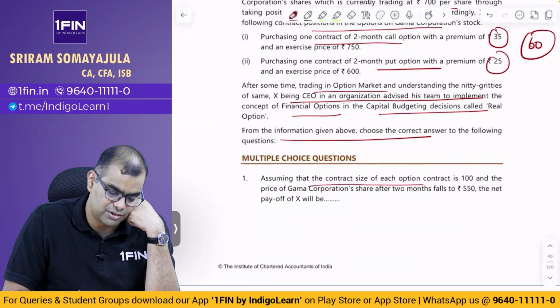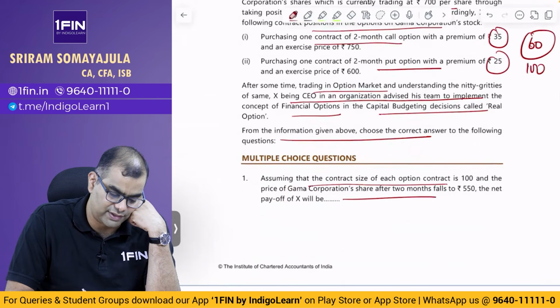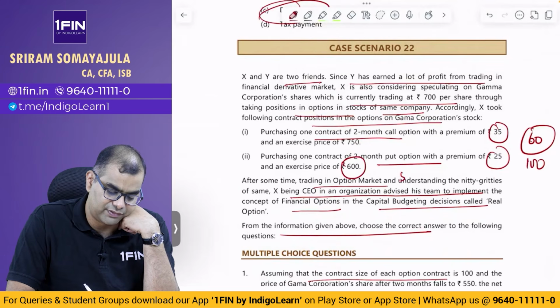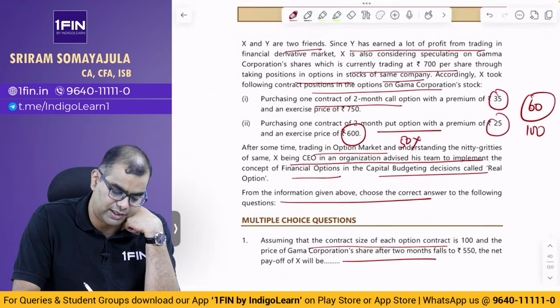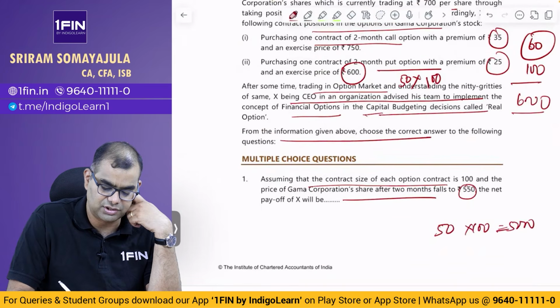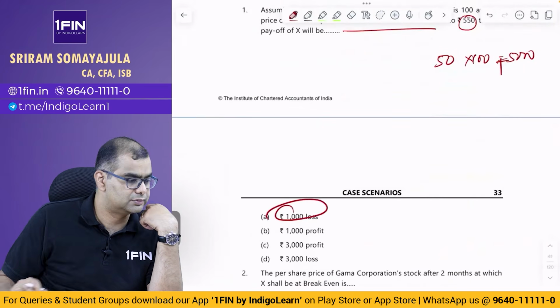Assuming the contract size of each option is 100 and the price of Gamma shares after 2 months falls to 550. So, if it falls to 550, I have a right to sell it at 600. So, I make a profit of 50. 50 into how many? 100. 50 into 100 is 5,000, whereas here I have lost 6,000. 5,000 gain and 6,000 loss is net 1,000 loss.